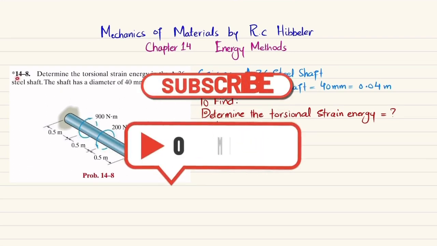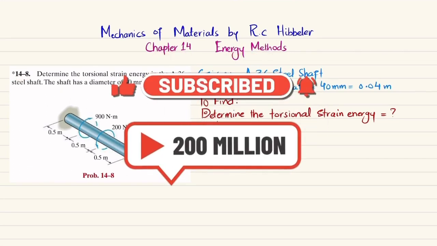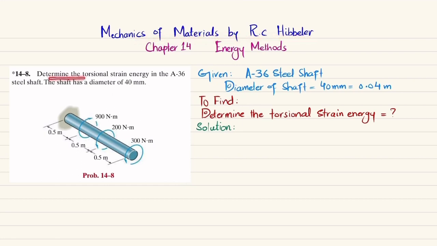In this video, we are going to solve problem 14-8 that is taken from chapter number 14, Energy Methods, and book name is Mechanics of Material by R.C. Hibbeler. So statement is: determine the torsional strain energy in A36 steel shaft. The shaft has diameter of 40 millimeter.